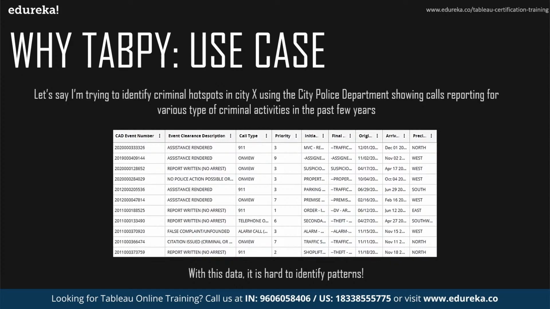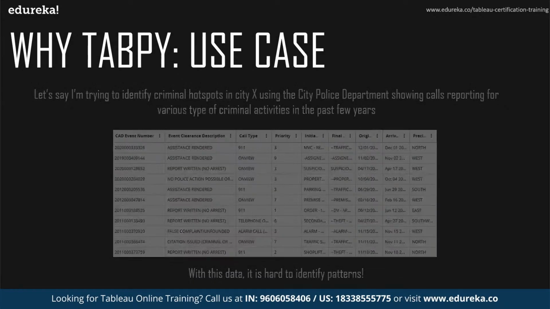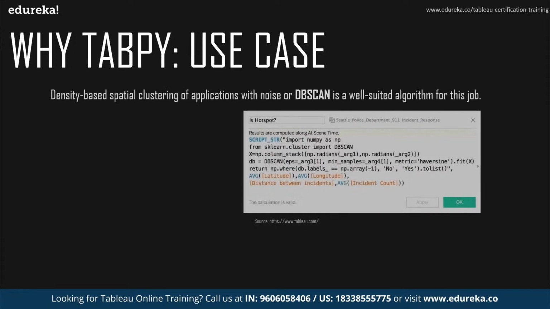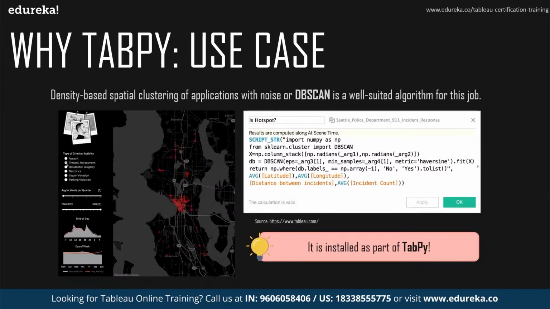Now, if you look at this data, it's really hard to visualize and identify patterns by just looking at all of these numbers and boxes. The density of activity and noise in GPS readings make your job even tougher. But there is something known as density-based spatial clustering of applications with noise, or DBSCAN, which is a well-suited unsupervised machine learning algorithm for this sort of a job. And the great part is, it is also installed very conveniently by default as a part of TabPy.